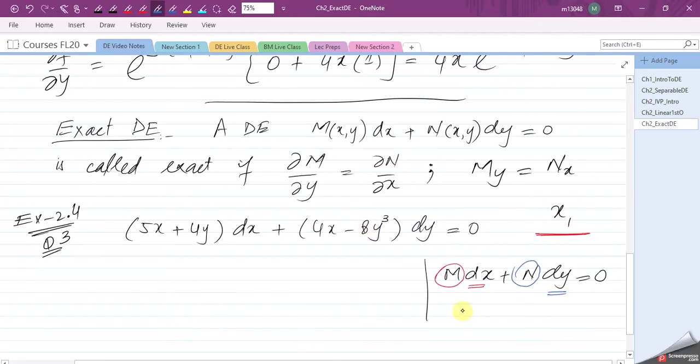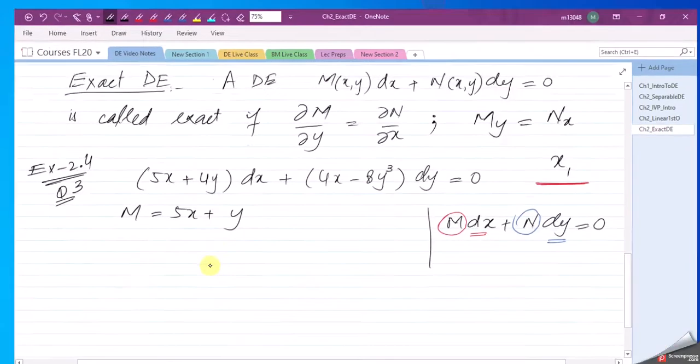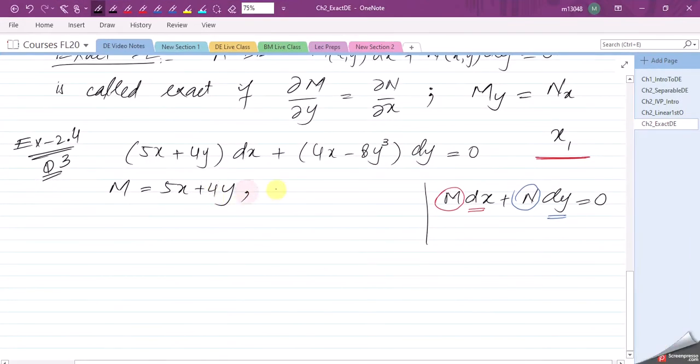So if you remember, last time we were writing an equation like dy by dx equals something. But now we are writing M dx plus N dy equals 0. All right, so our M, which is M of x,y, I'll just write M because clearly it's a function of x and y. M is 5x plus 4y. N is 4x minus 8y cube.